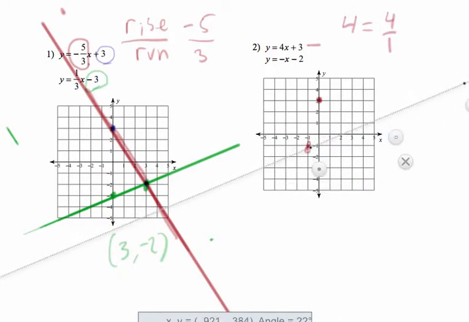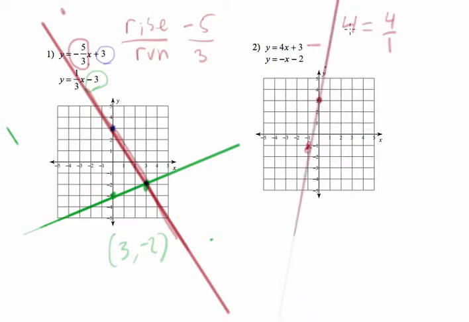There. So there's my first line. Now in blue, I'm going to do my second line. Okay, my y-intercept is negative 2. Put a dot at negative 2.